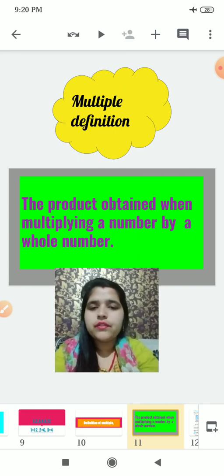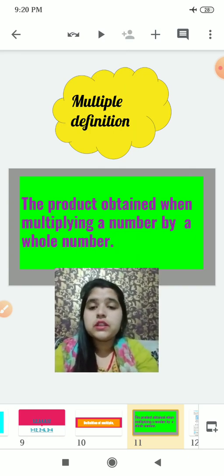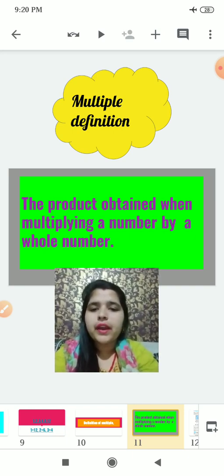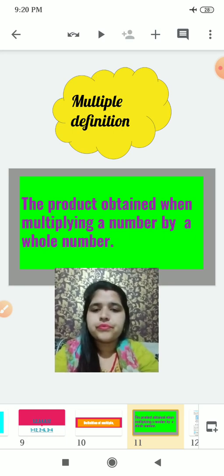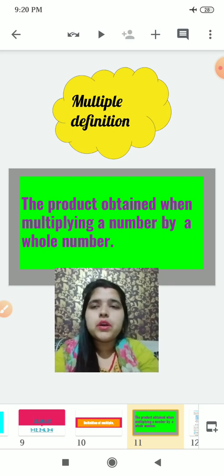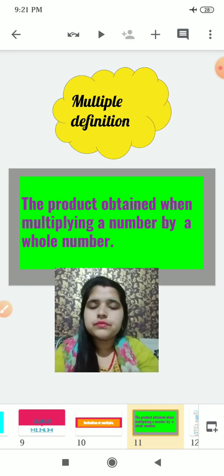Yes, we have multiple definition. It is given as the product obtained when multiplying a number by a whole number. So before starting the multiple definition, tell me what are whole numbers. We have learned in our previous chapter what are whole numbers. Yes, you should know the numbers starting from 0, 1, 2, 3 and so on. They are called whole numbers.